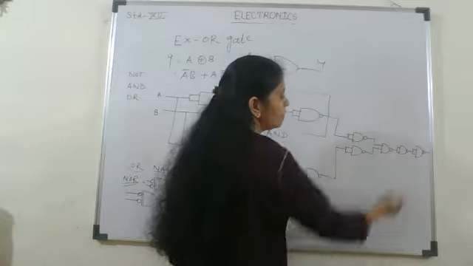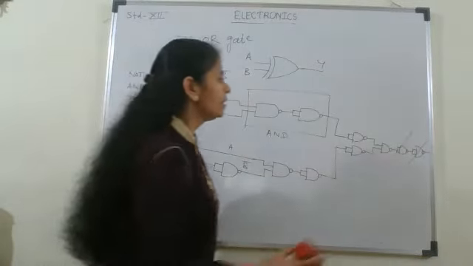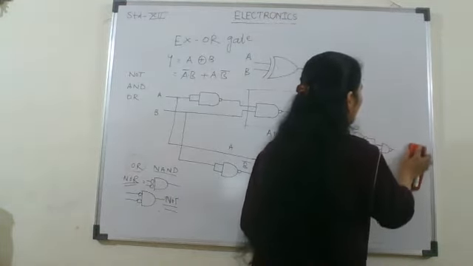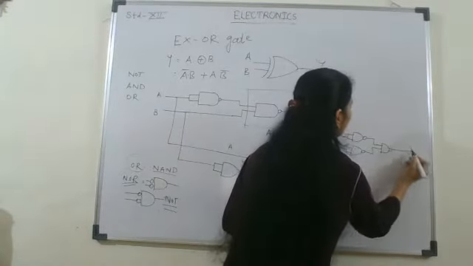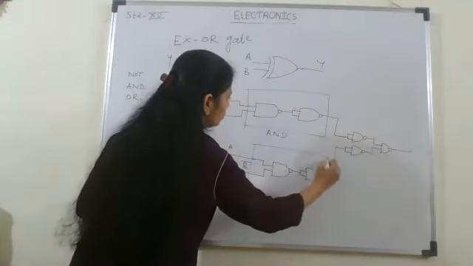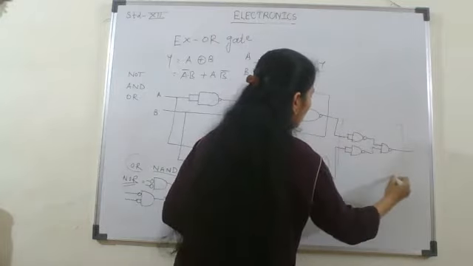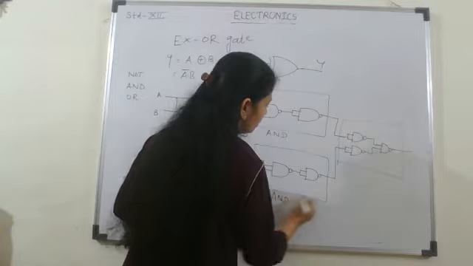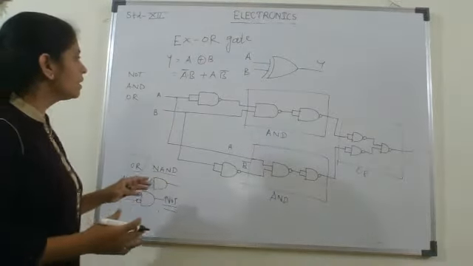Then finally what happens? This NOT gate will cancel each other, and we got the diagram this much. So this much is the diagram of OR gate. So this is the diagram of OR gate. Now this will give you the AND gate, and this will give you the OR gate. This is AND, and this is what? OR.